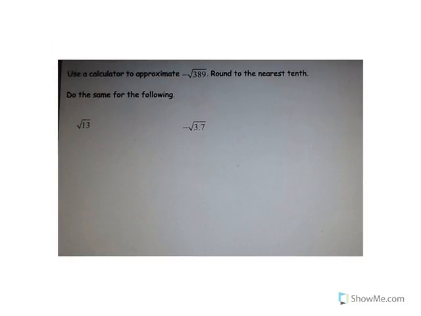These ones here, you're just plugging numbers into the calculator, so you just put in 13 in the calculator and hit the square root button. In this case here, same thing, 3.7 in the calculator, take the square root of it, but don't forget to add the negative sign in there.